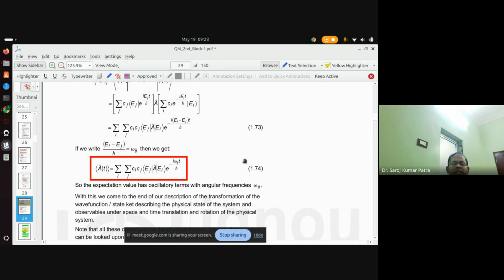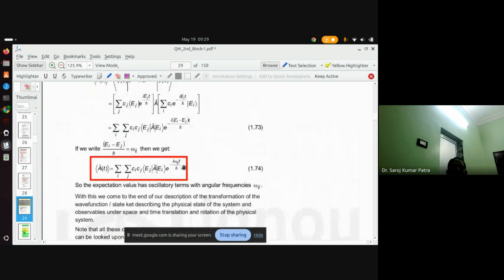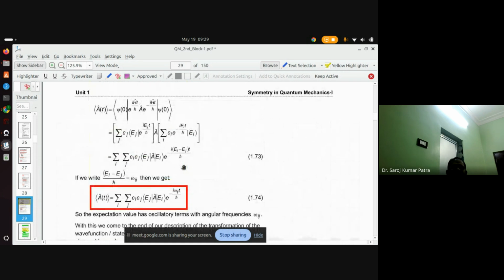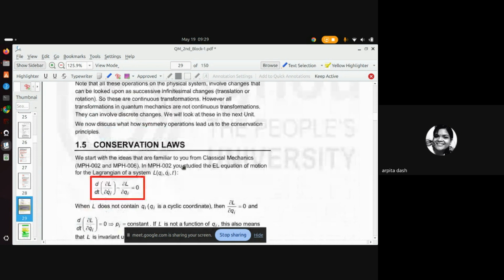So the conclusion is, if the system is in the eigenstate of the Hamiltonian, then the expectation value remains constant. It does not change. If the system is not in an eigenstate of the Hamiltonian, then the expectation value will have an oscillatory term e to the power minus i omega ij t by h cross. Okay? Is it clear? Yes, sir. All right.